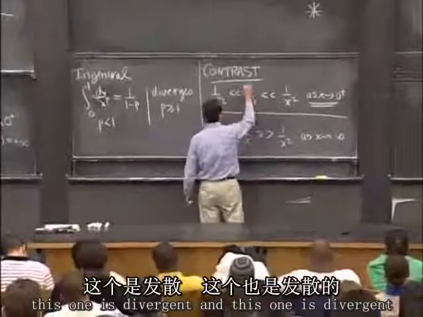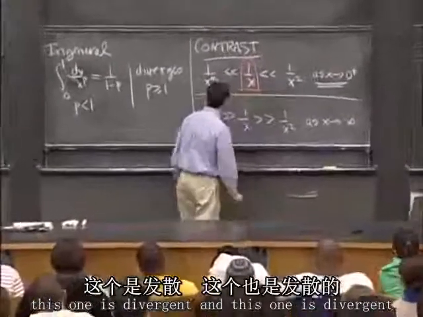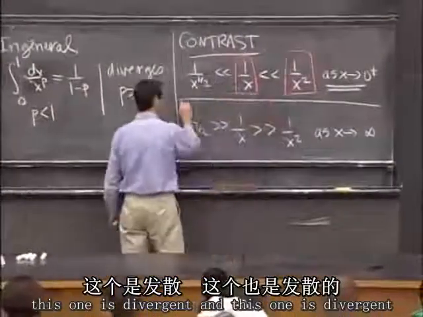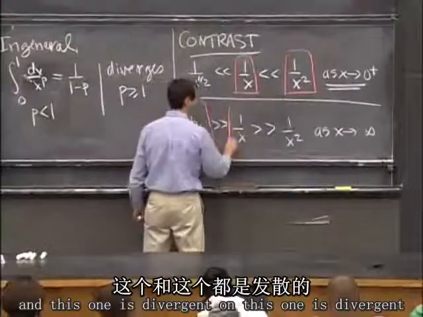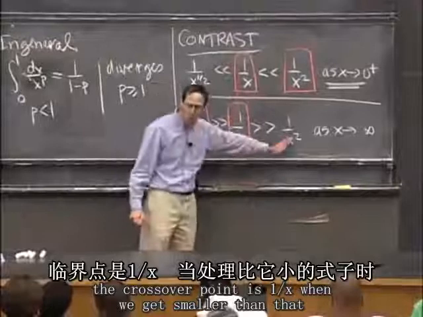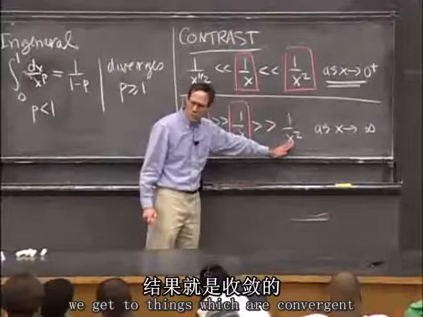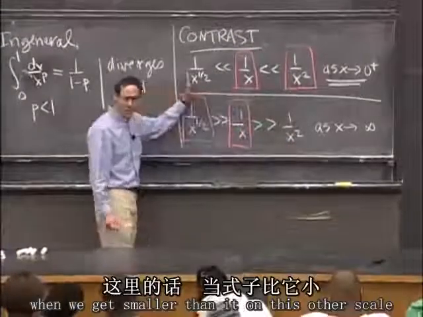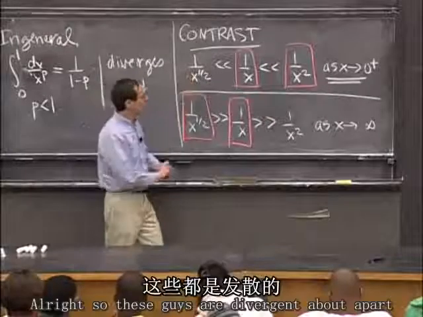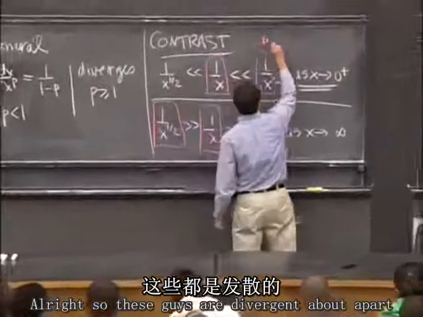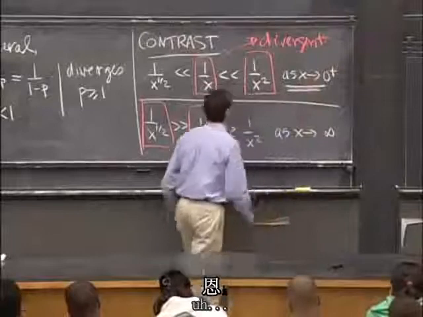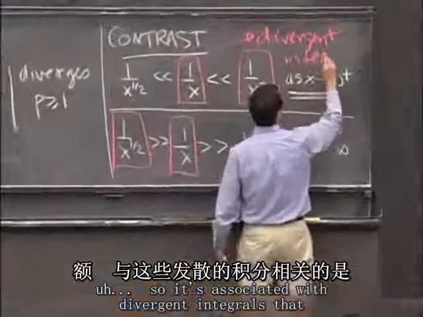This one is divergent, and this one is divergent, and this one is divergent, and this one is divergent. The crossover point is 1 over x. When we get smaller than that, we get to things which are convergent. When we get smaller than it on this other scale, it's convergent. All right, so these guys are divergent. So they are associated with divergent integrals.